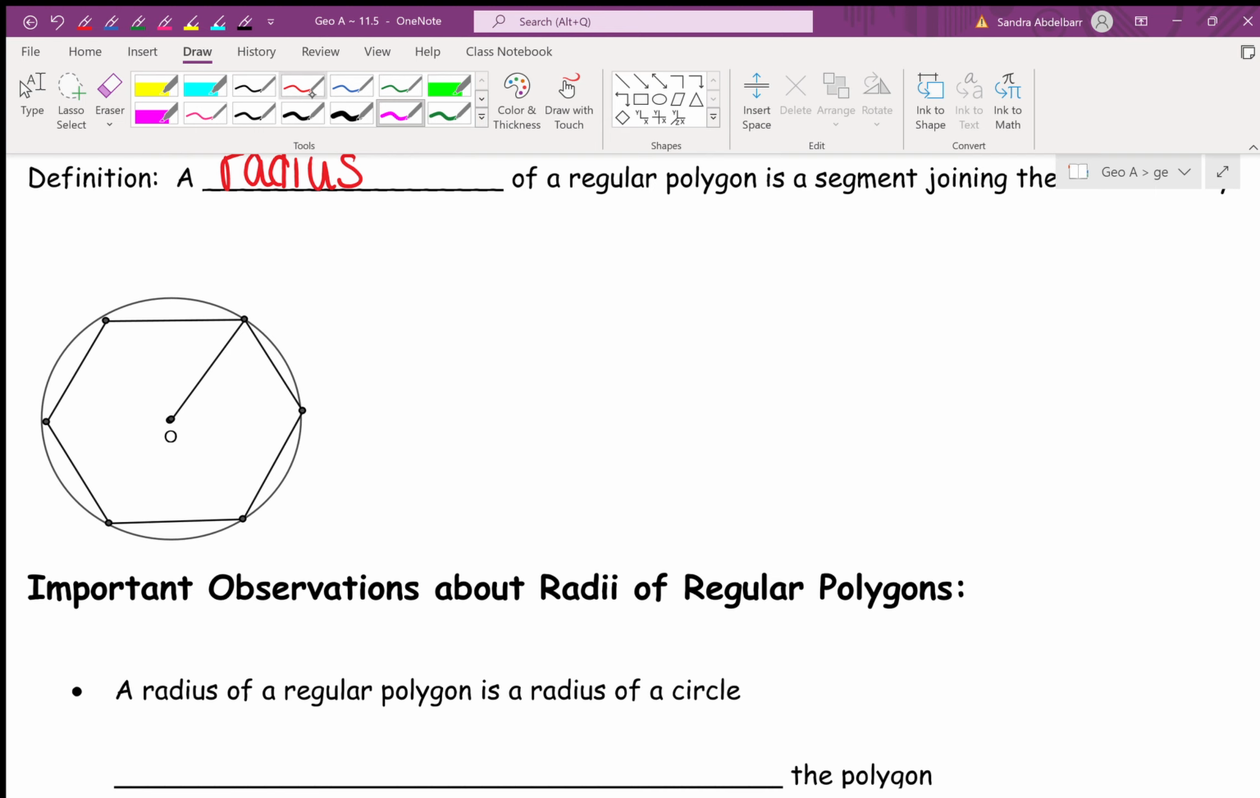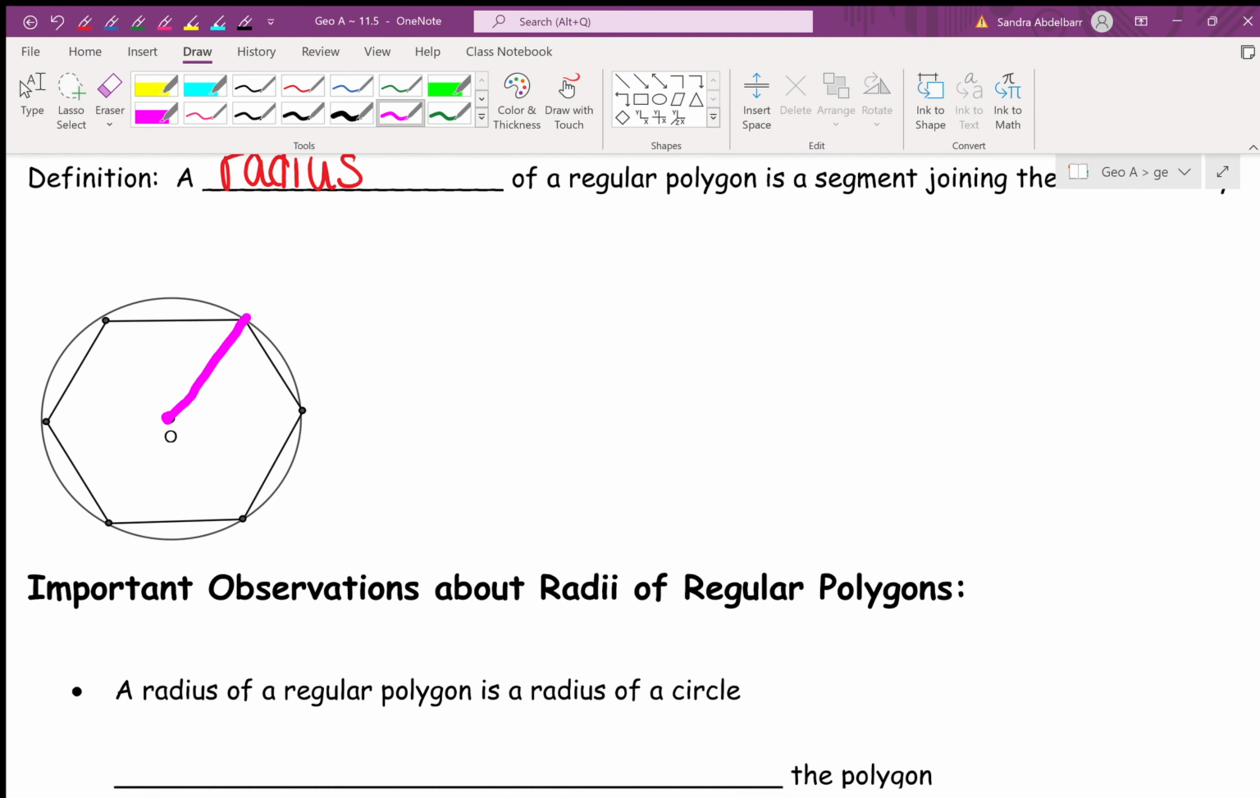So I told you that a radius is a segment from the center to one of the vertices. Well, isn't the segment from the center to one of the vertices also the radius of the circle circumscribed about, and the center of the circle is the center of the polygon. So that's where we're getting these vocabulary words from, these circle vocab words that we're now applying to a regular polygon. Because we're saying whether it's drawn or not, we are envisioning a circle circumscribed about this polygon.